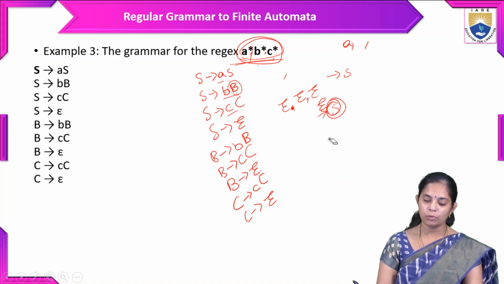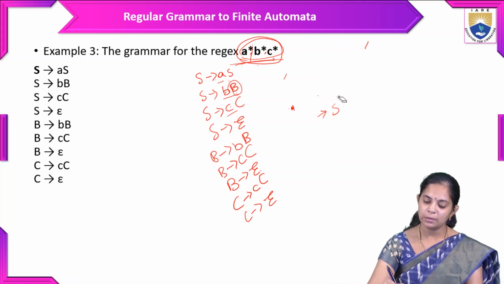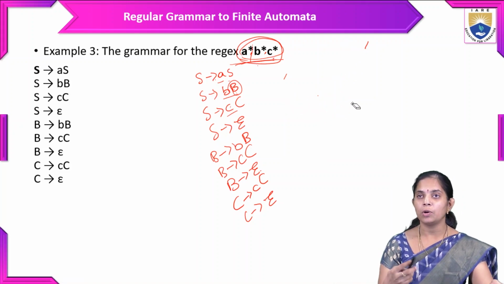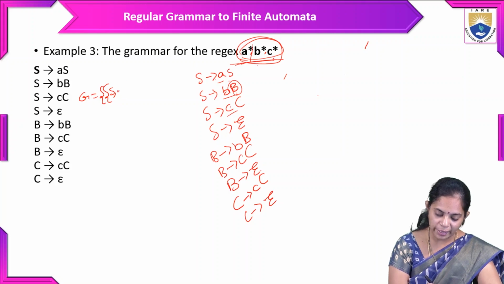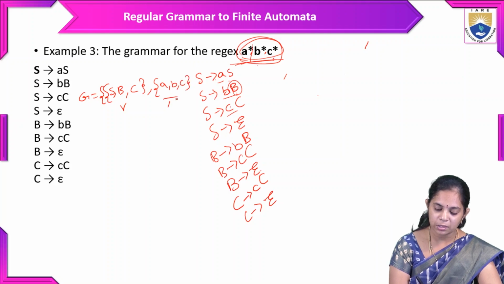And now we will convert this into a finite automata. First we will write the grammar, then we will write the production rules. The non-terminals are S, B, C, and the terminals are A, B, C. S is the starting state and P is the set of production rules.